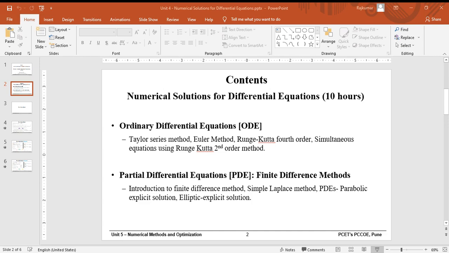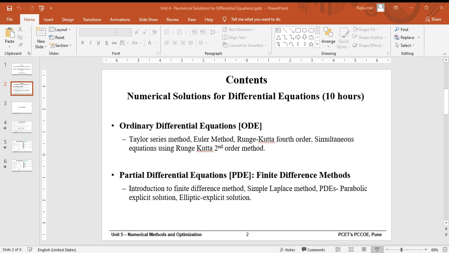Then y dash equal to x plus y is given. So differentiate that equation successively. This is the first given equation, y dash equal to x plus y. So put the initial values, that is x naught equal to 0 and y naught equal to 1, in this equation. So y dash of 0 is equal to x naught plus y naught. So x naught is 0, y naught is 1, and y dash of 0 is 1. So this is the first value with you.